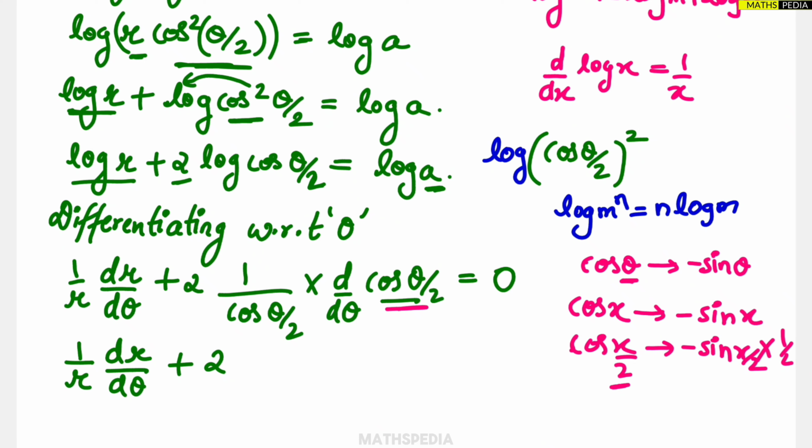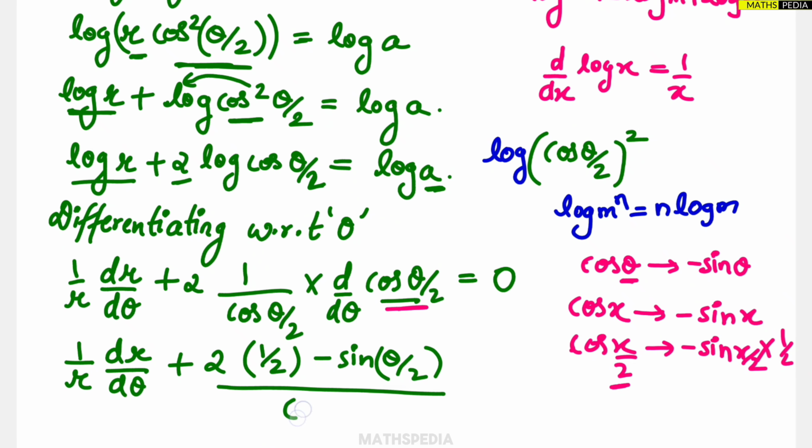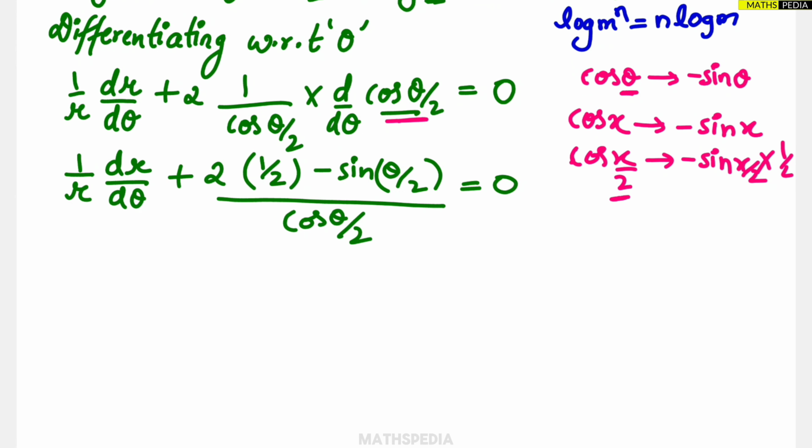So that particular thing has to be written here. So I can directly write here 1 by 2 into cos theta by 2, that will become minus sine theta by 2, right? I hope you understood this part. Divided by cos theta by 2 is equal to 0. This particular thing we have written. Now what happens? This 2 and this 2 will get cancelled. Here one minus sign is sitting, be careful.